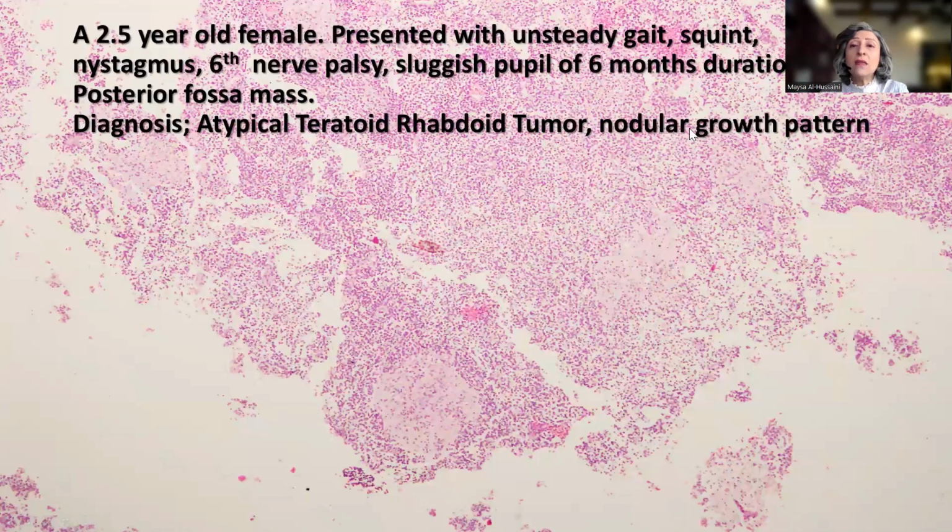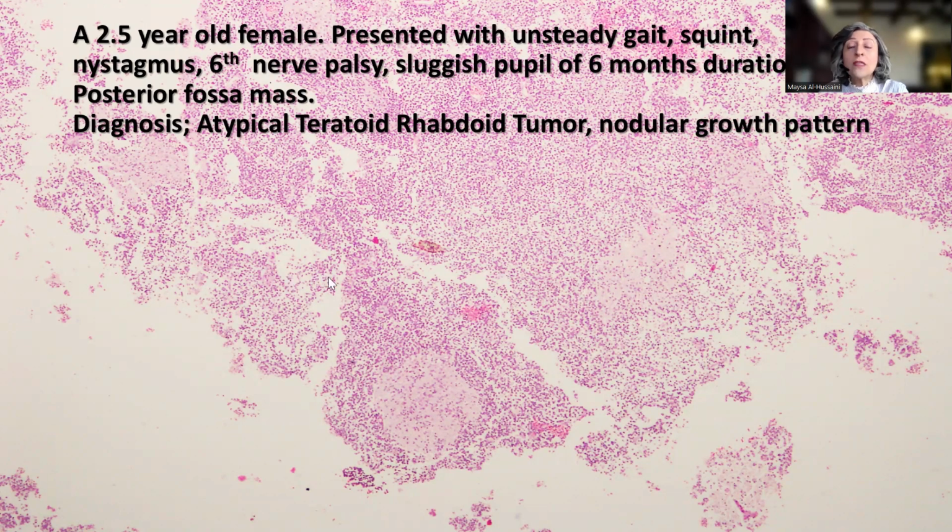So the final diagnosis in this case is atypical teratoid rhabdoid tumor, nodular growth pattern. Please remember that this pattern can occur in atypical teratoid rhabdoid tumor. It's not only specifically encountered in medulloblastoma, nodular desmoplastic medulloblastoma.